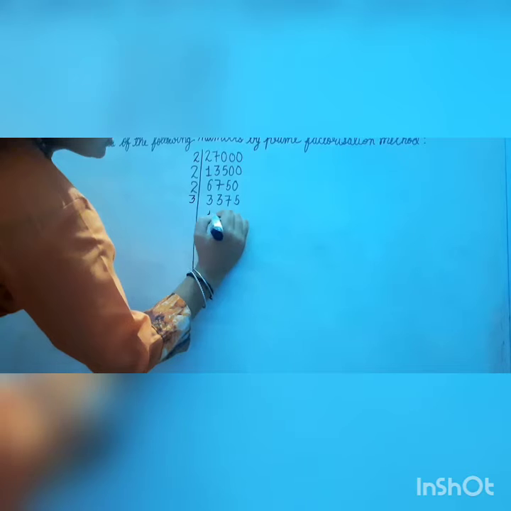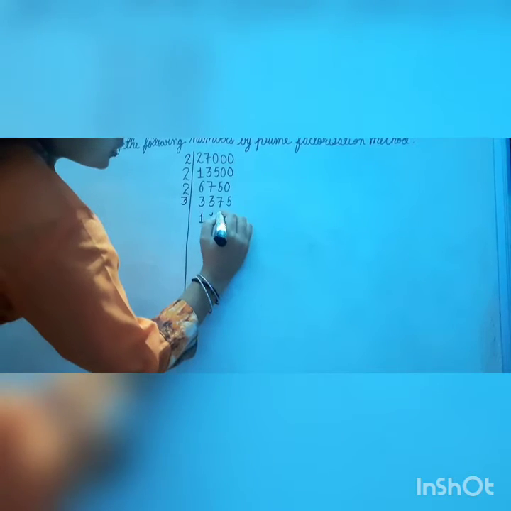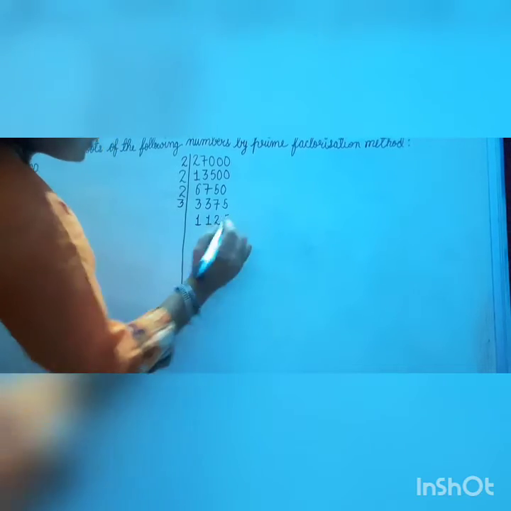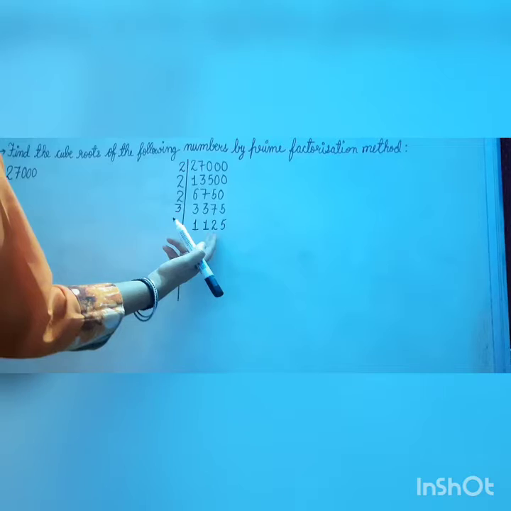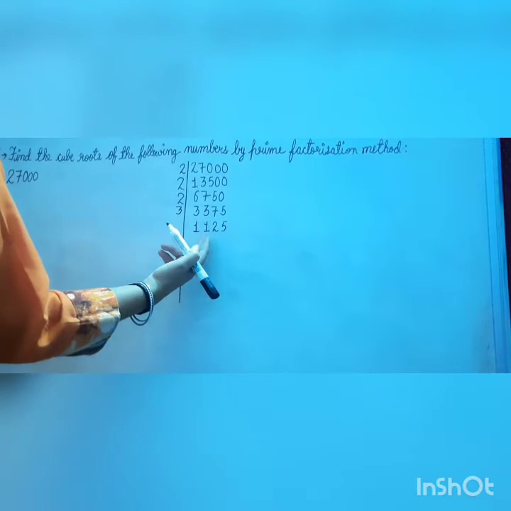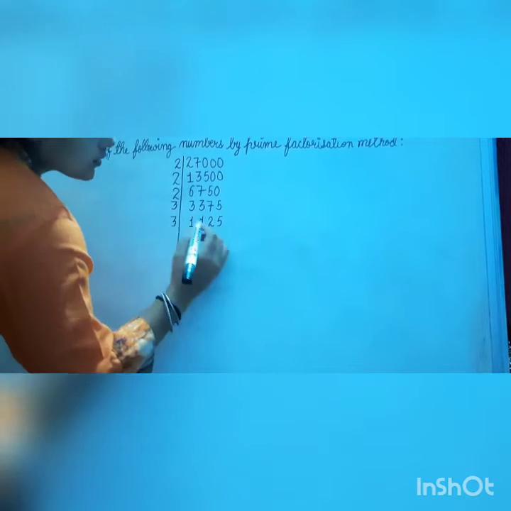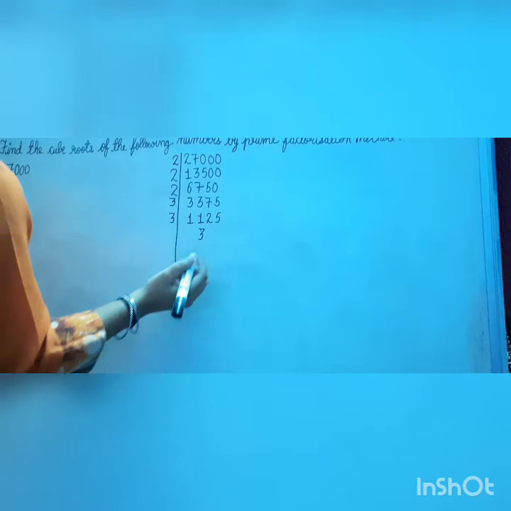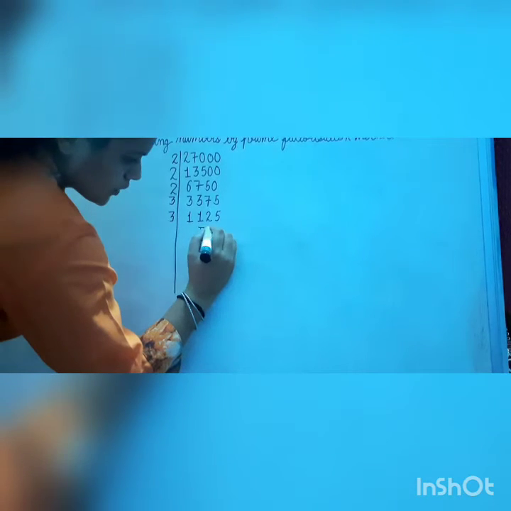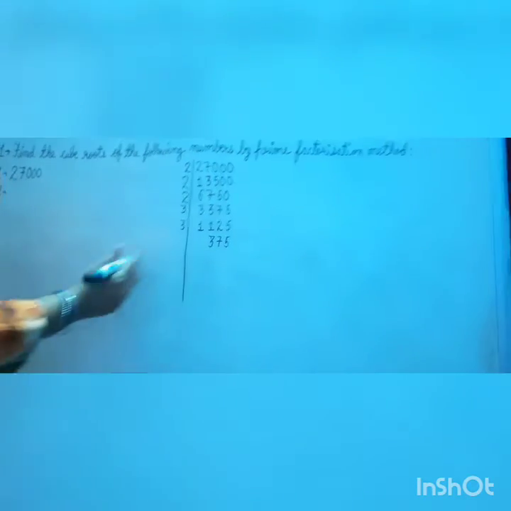3 1s are 3, 3 1s are 3. 3 2s are 6, 3 5s are 15. Again, you can add this number: 5 plus 2 is 7, 7 plus 1 is 8, 8 plus 1 is 9. You can divide it by 3. 3 3s are 9, 3 7s are 21, 3 5s are 15. Again, you can divide this number by 3.